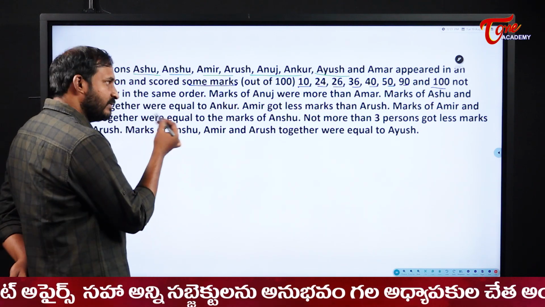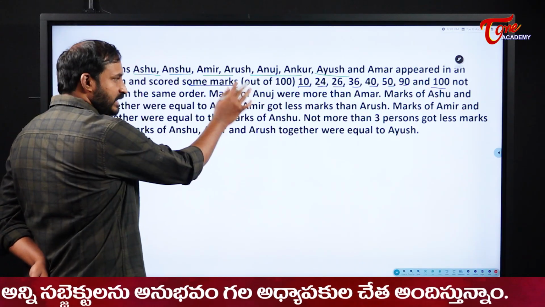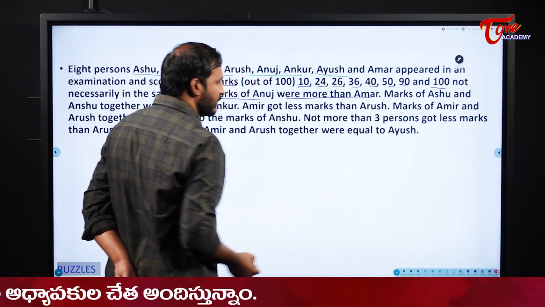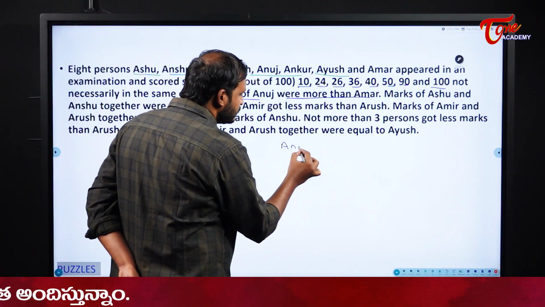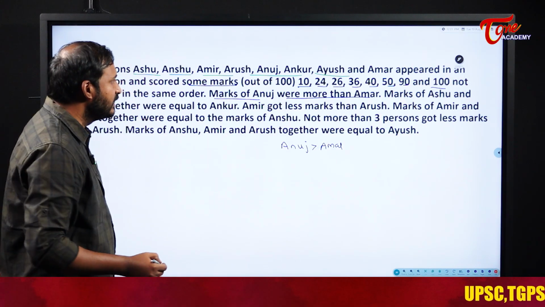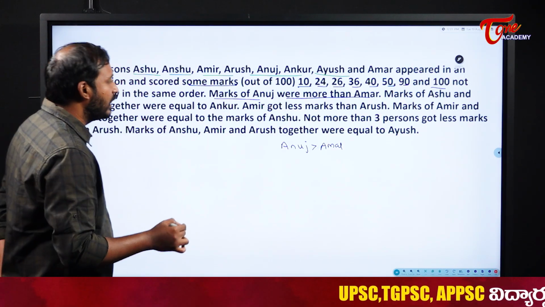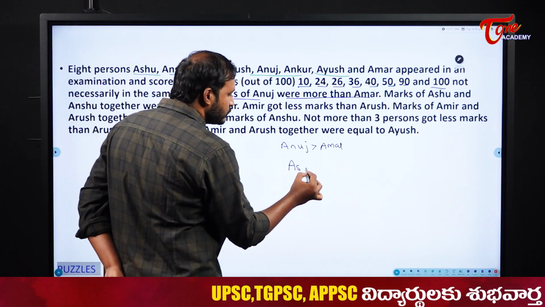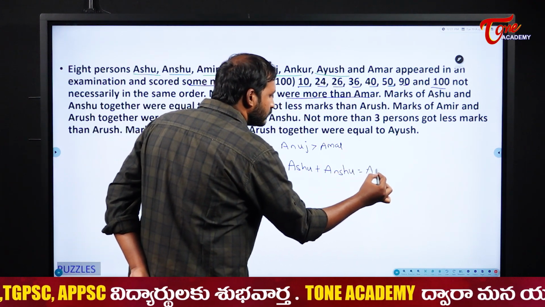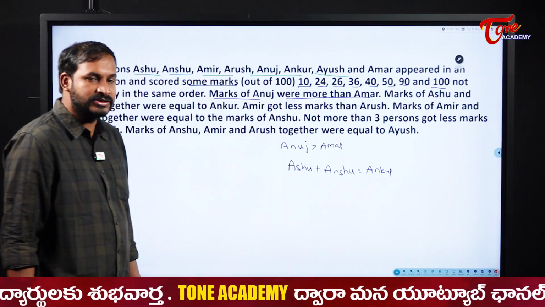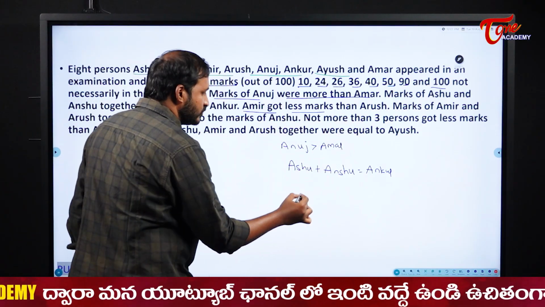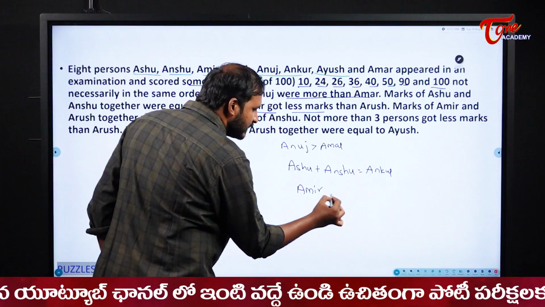Now first we will go to the problem solving directly. Marks of Anuj were more than that of Amar. Anuj is scoring more marks than Amar. This is one logic for me. Marks of Ashu and Anshu together were equal to Ankur. That is, Ashu plus Anshu is equal to Ankur. Amir got less marks than Arush. That means Amir's marks will be less than Arush.